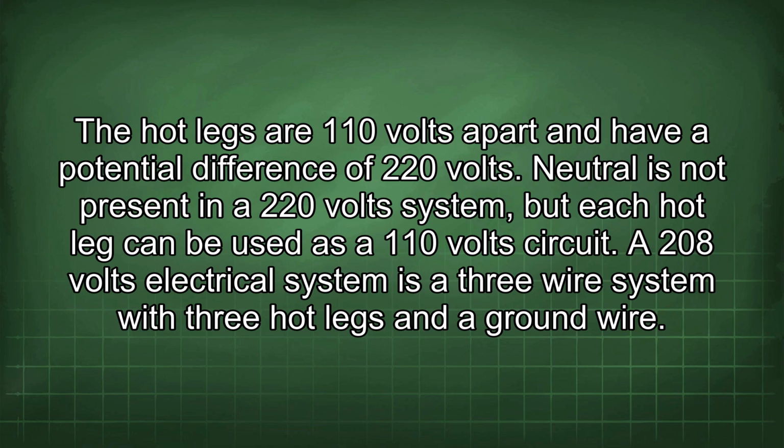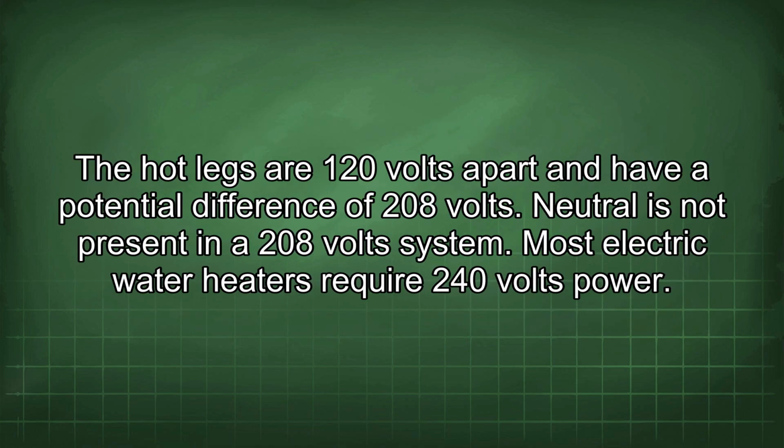circuit. A 208 volts electrical system is a 3-wire system with 3 hot legs and a ground wire. The hot legs are 120 volts apart and have a potential difference of 208 volts. Neutral is not present in a 208 volt system.